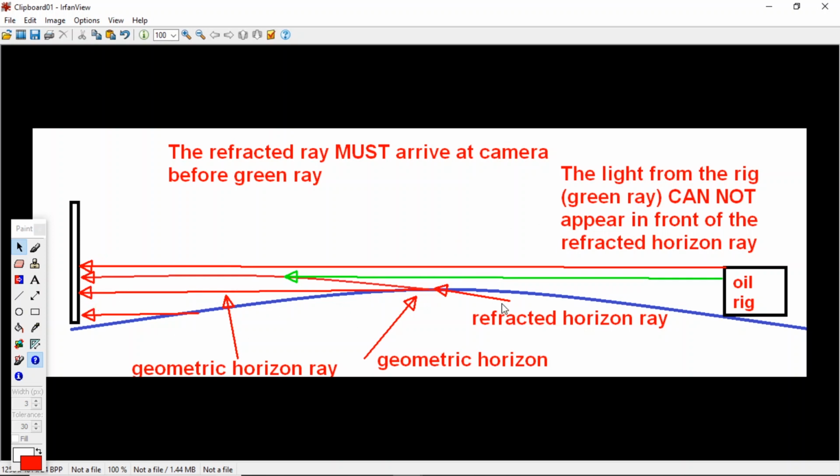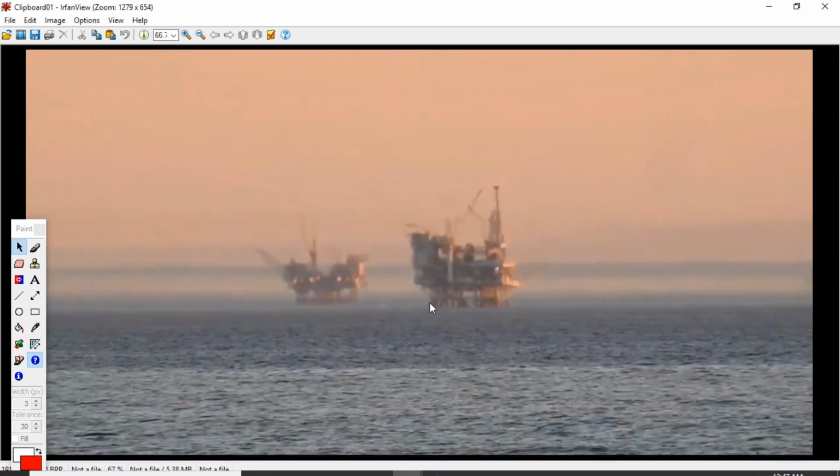So Glover's claim is that there's refraction bending the light up, and the light, instead of appearing down here on the no atmosphere horizon, it appears higher. And that's fine. It can appear higher. But that's not the problem. The problem is that the rig is 3 times the distance of the geometric horizon and is blocking the light from the geometric horizon. This is blocking the geometric horizon.